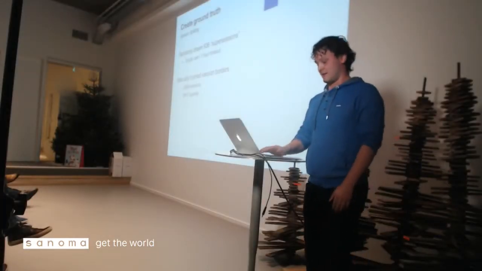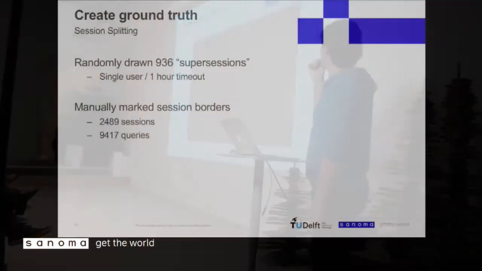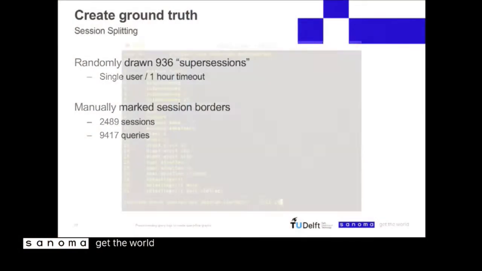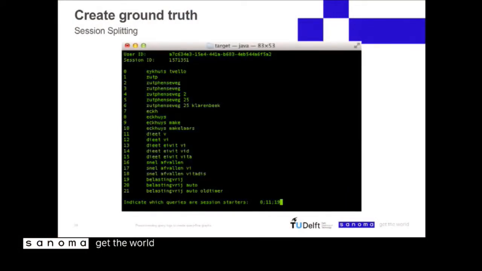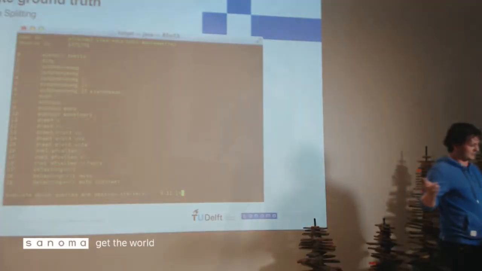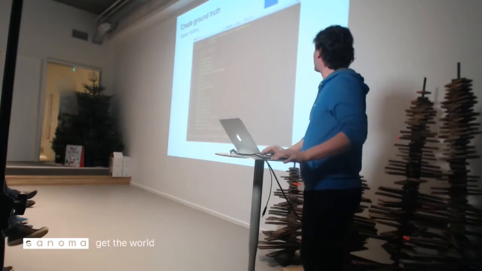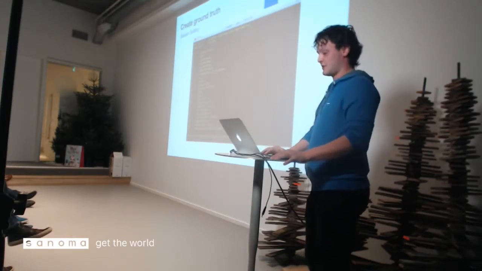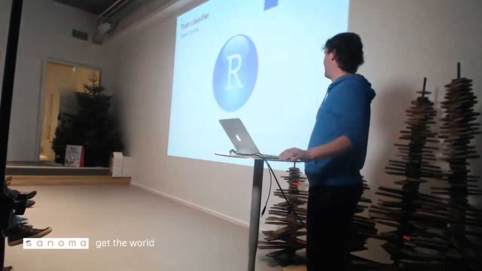I wrote this console application. And I would say, well, query 11 would be a boundary. We go from some real estate query to a dietary query. And again, on line 9, we go to some tax-related queries. So I did this for all these 906 supersessions. And then we went on to train the classifier.